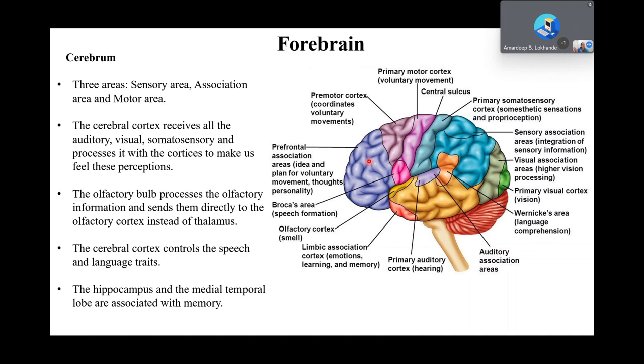Then you have this little Broca's area. This is responsible for speech. This is the olfactory cortex, where the olfactory cues are received, and the responses are also mediated by this region.